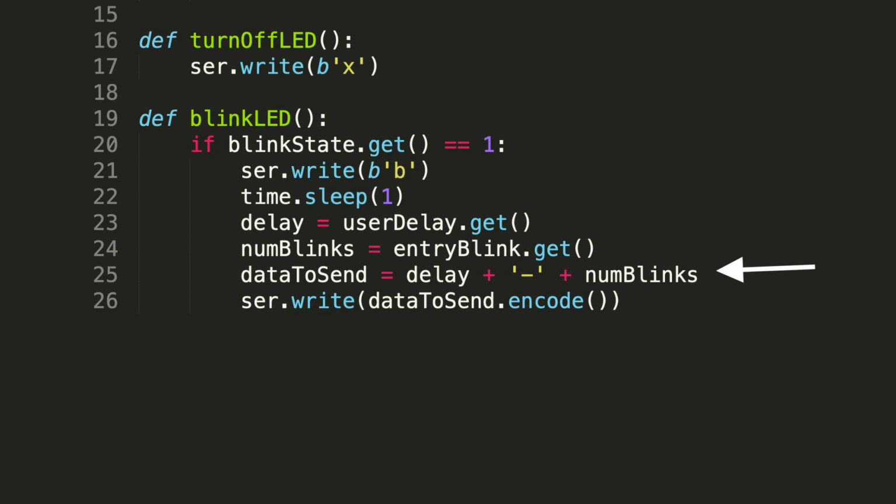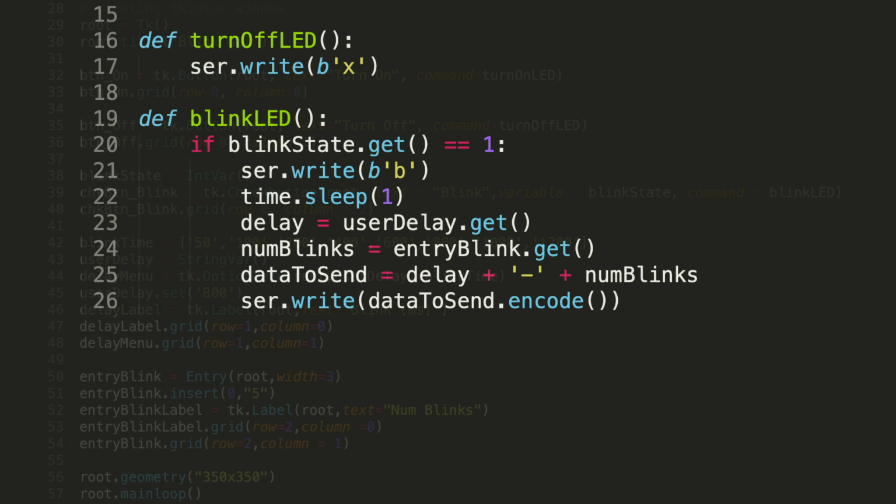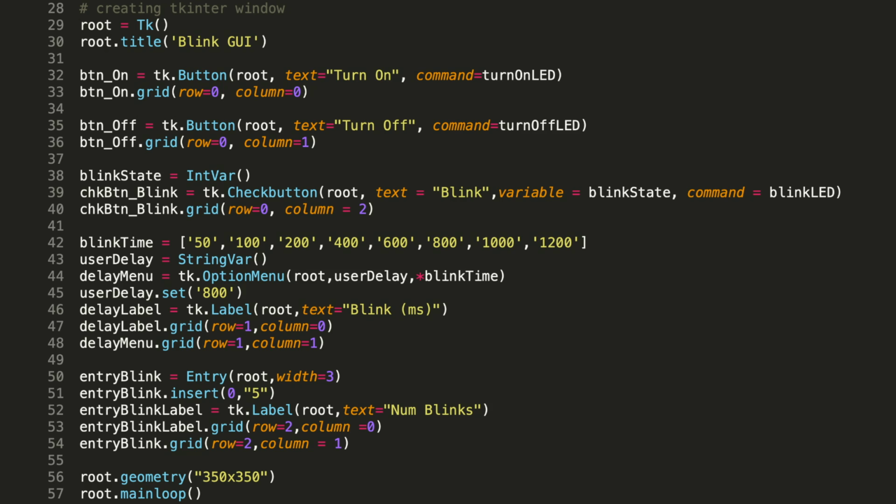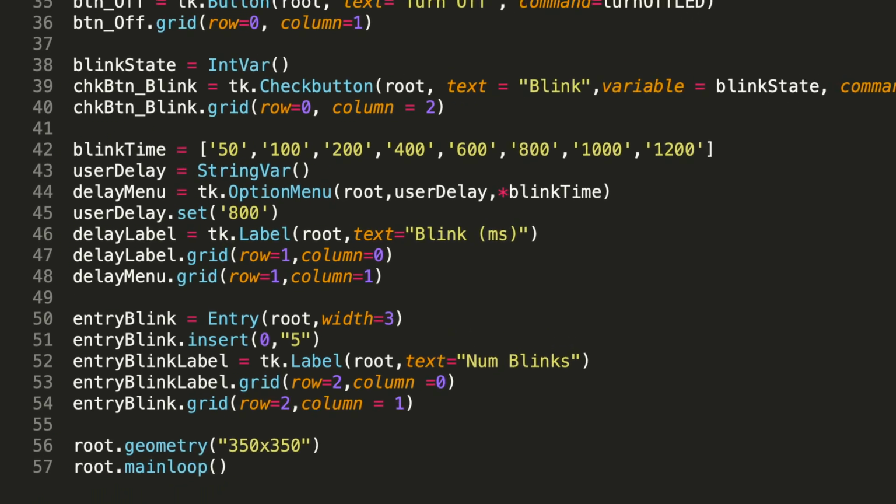Then we assign the string that we're going to provide to the Arduino to dataToSend. And that equals delay, concatenated with the dash, which is going to be our delimiter, and then also concatenated with numBlinks. Then the last line here in line 26 is ser.write(dataToSend.encode()). And this encode takes care of the string formatting so that the Arduino can interpret and understand what we're writing to it. So now we'll go ahead and look at the widget creation for the entry box.